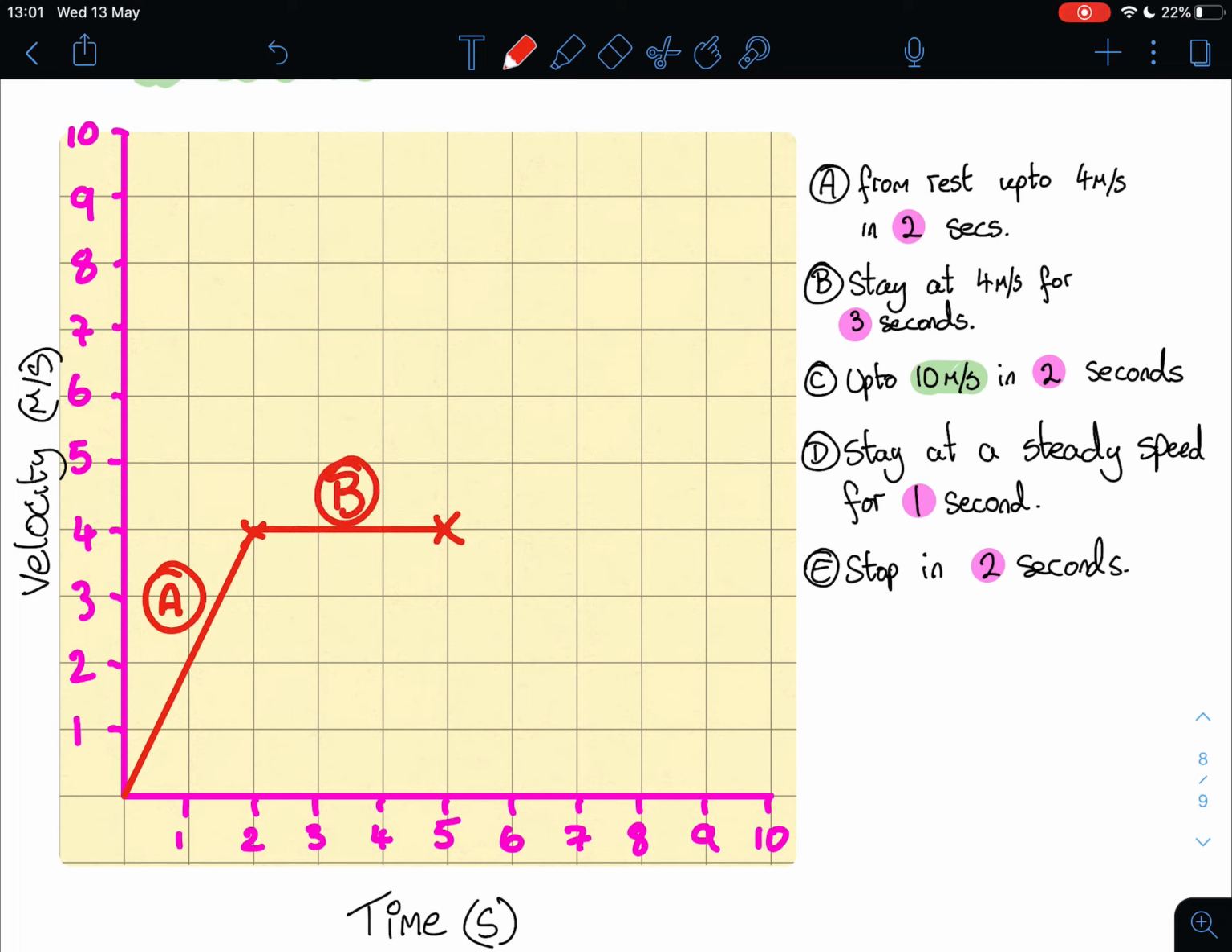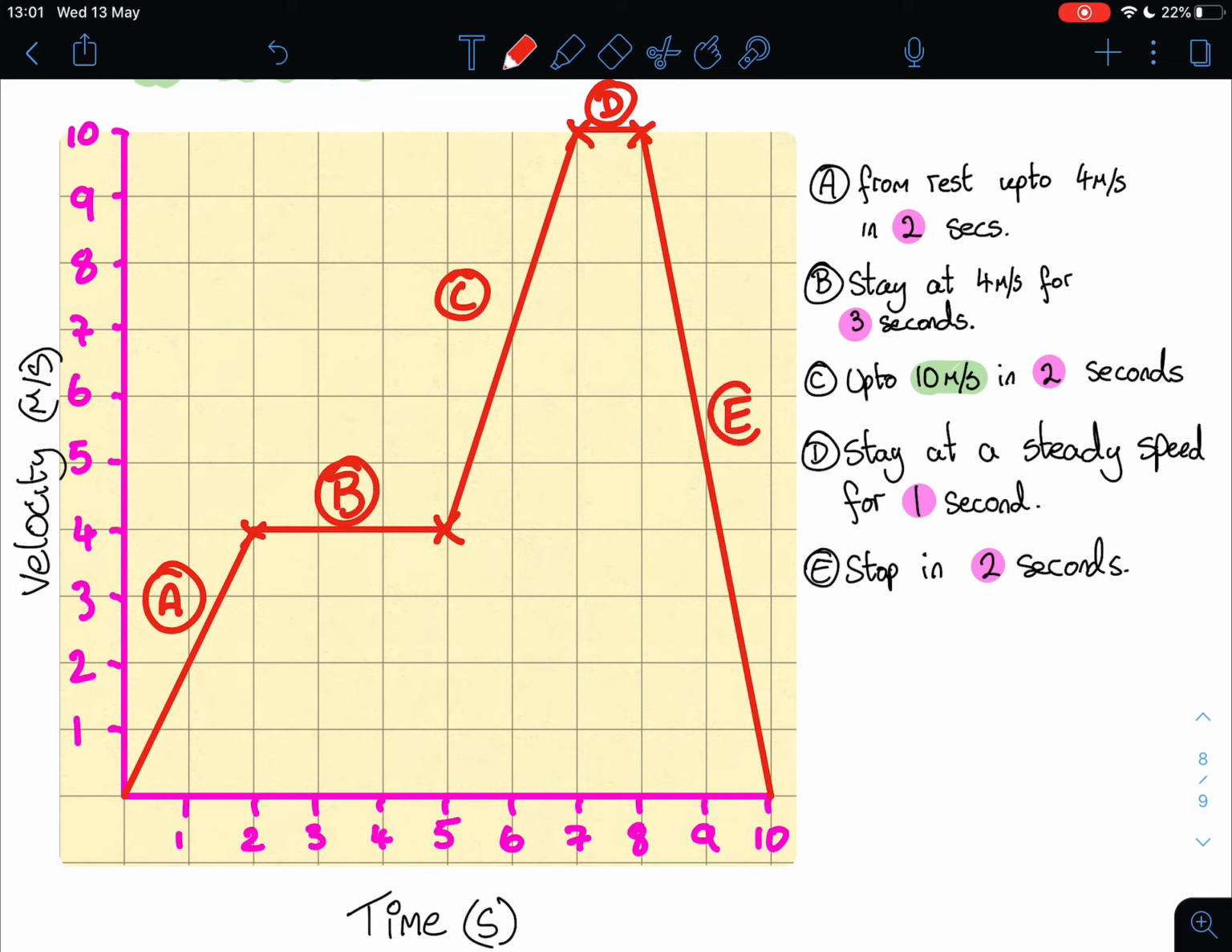Next, I'm going to go up to 10 meters a second in 2 seconds. So I'm going to go up. Similar to my old one, a little bit of a change towards the end. I'm going to stay at a steady speed, so I'm going to stay at 10. D. And then I'm going to stop, so 0 in 2 seconds. And I'm going to call that E. Remember, right on the outside, there's something I'm going to show you about the inside in a minute.